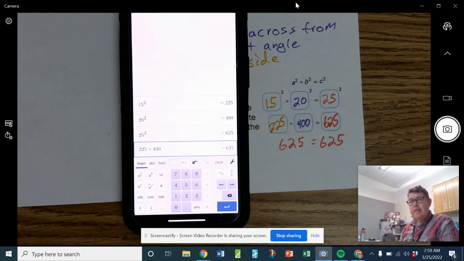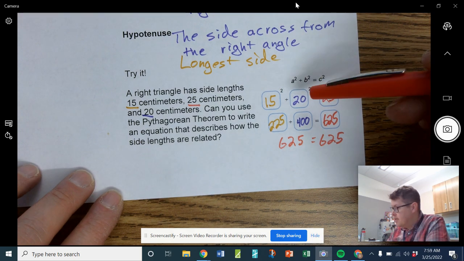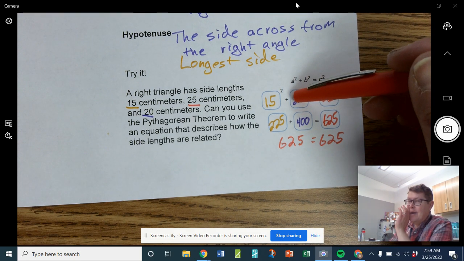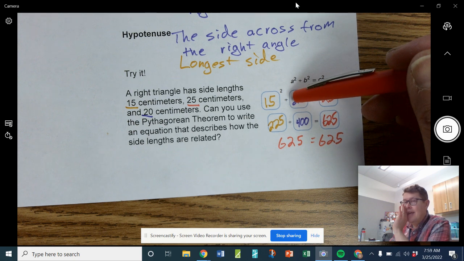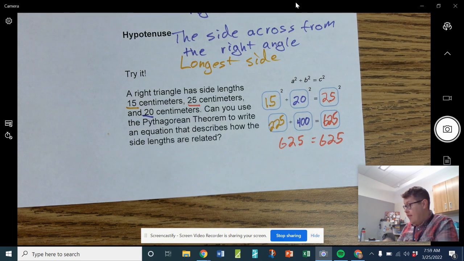That's how you plug these numbers into that formula, right? You take your shortest side, put it in A, your middle side, put it in B. Again, it doesn't really matter. You can flip them if you want to, but I like making the A side the short side. And you take your long side and put it in the C value. And that's how you put it together.